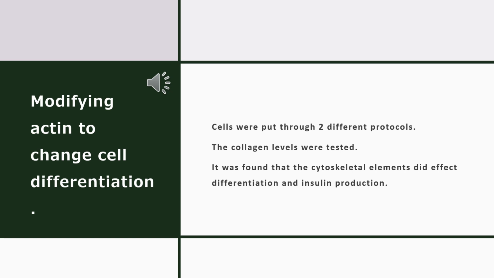They used 2 different protocols in the differentiation of these cells in order to help check the collagen-1 levels in different cells and what the resulting expression of those were. Because collagen-1 is produced by the actin filaments on the outside of the cell. From there, the actin ratios were determined by Western blot.